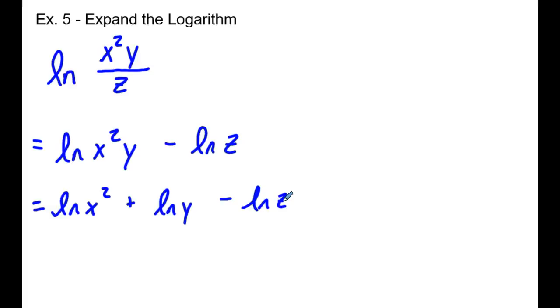Now the last step, we look to see if we can apply the power rule. We have an exponent on our x, so we can bring that down as a coefficient. This becomes 2 times the natural log of x plus the natural log of y minus the natural log of z. So expanding a logarithm, breaking it apart into its individual pieces, condensing a logarithm, writing it as one.